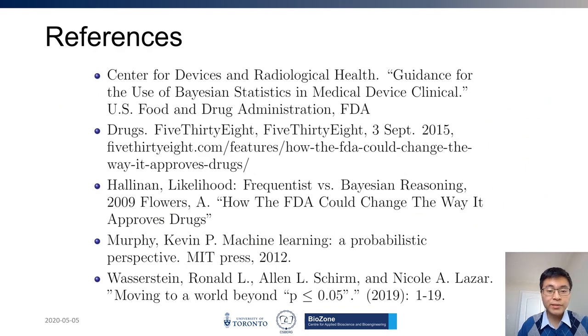So here are the references. I highly recommend you check out this paper, Moving to a World Beyond p less than 0.05, and this is the document that the FDA published on the use of Bayesian reasoning in clinical trials.